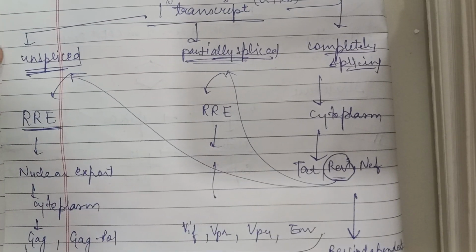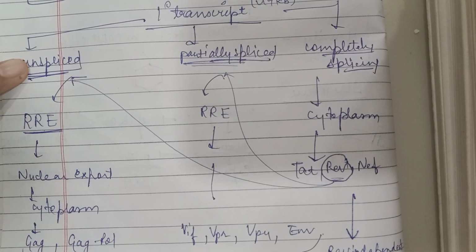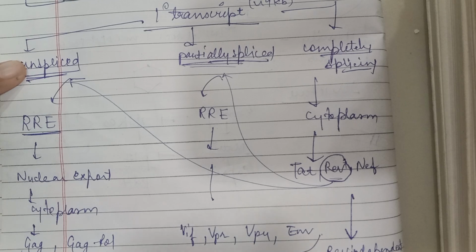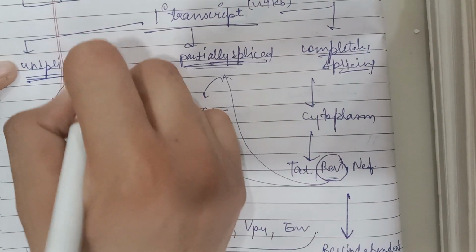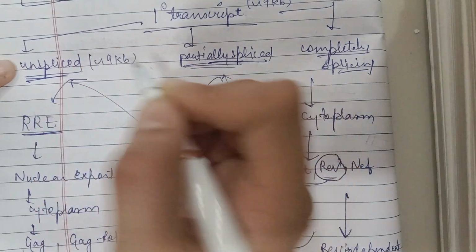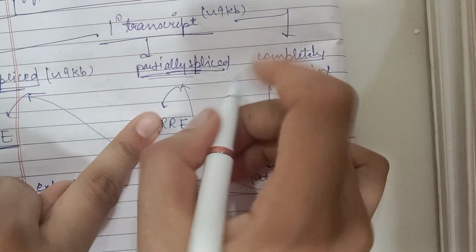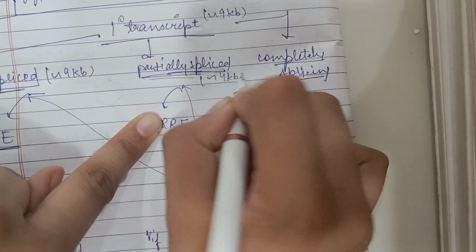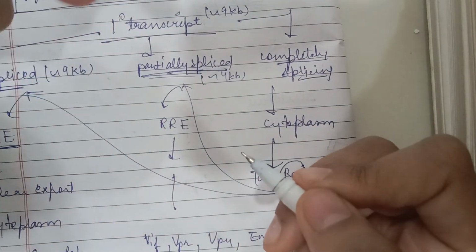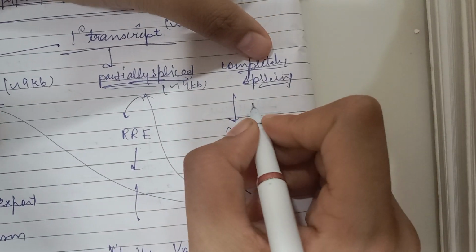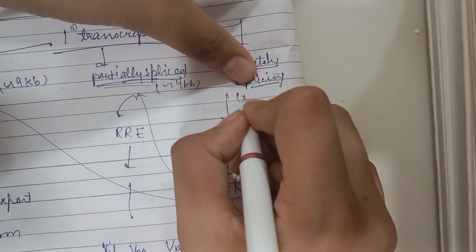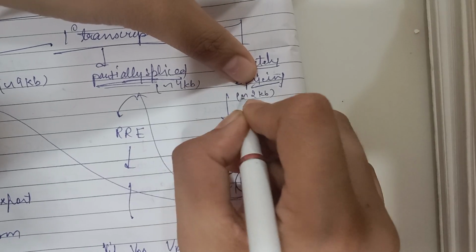proteins, or it can be used again as mRNA, genomic RNA, for packaging of viruses. The length of the unspliced one is 9 kb because it is not spliced. The partially spliced one will be approximately 4 kb. That means approximately one splicing is done. Whereas in the completely spliced case, more than 30 mRNAs are produced of approximately 2 kb length.